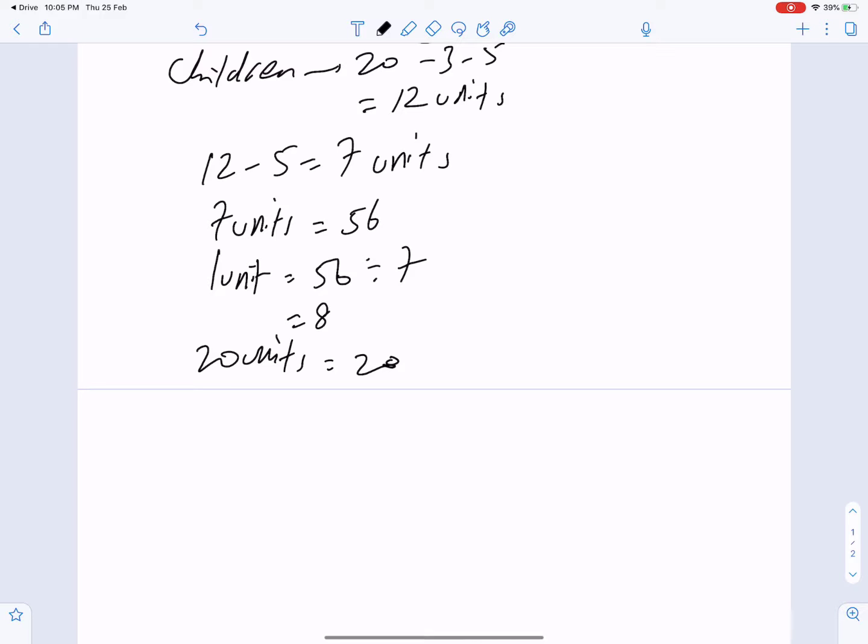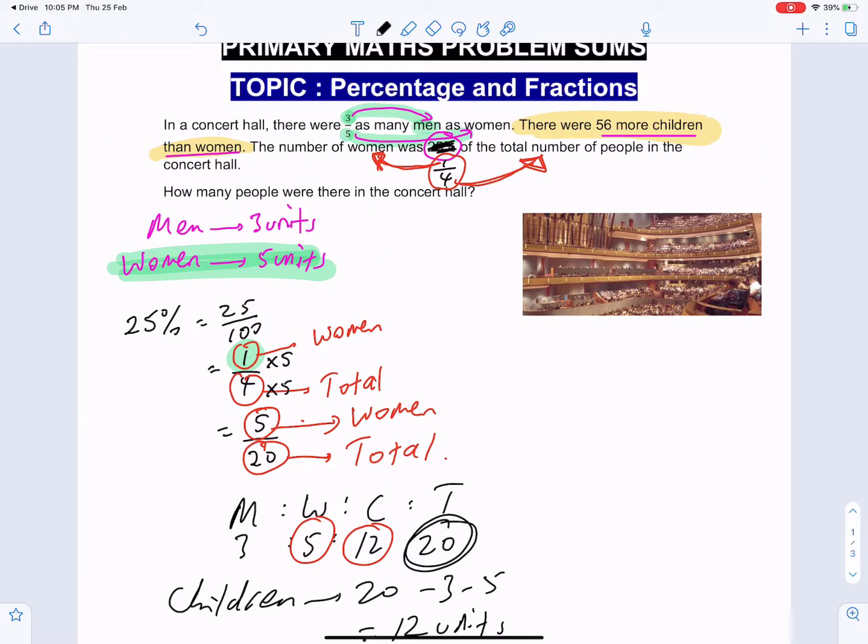20 times 8. Final answer, 160. So the key thing, easy way to deal with this, change that 25% to 1/4.